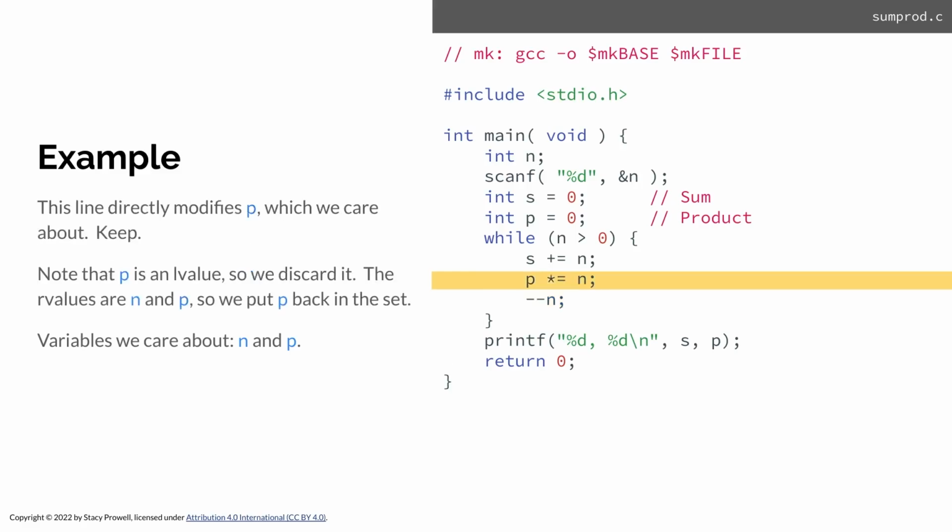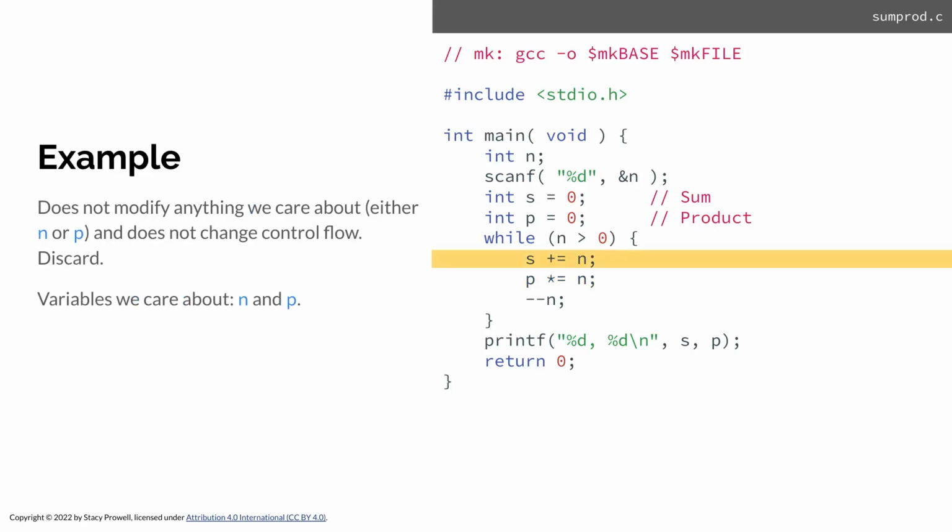We move back one more. This line is setting P. So we keep it. P is an L value, so we take it out of the set. P and N are R values, so we put both of them in the set. So the set is N and P, no change. And we move back one more.